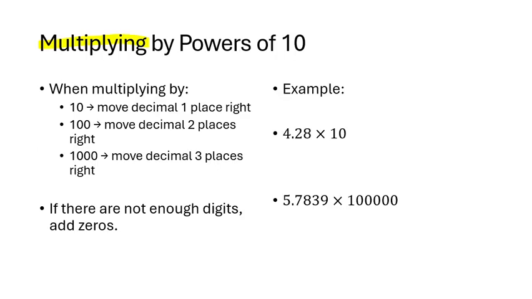Multiplying by powers of 10. So when you're multiplying by these specific powers of 10, you got 10, 100, and 1,000. We're just focusing on that. So the best thing to do, look at the number of zeros here. For 10, there's only one zero, so you're moving it once. For 100, there's 2 zeros, so you're moving it twice. For 1,000, there's 3 zeros, so you move it 3 times. Now, when multiplying, you move to the right, like so.